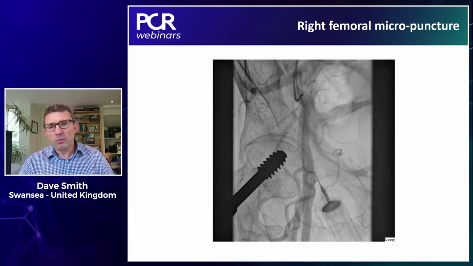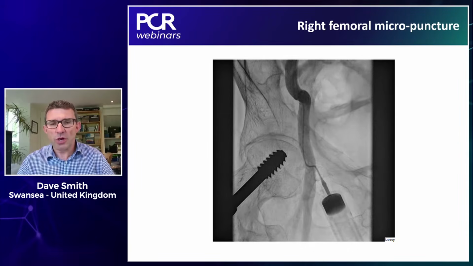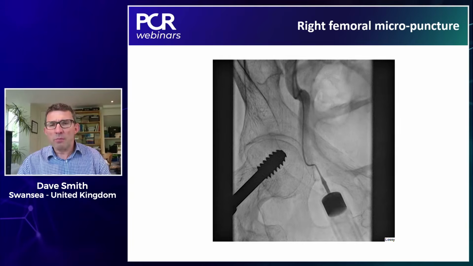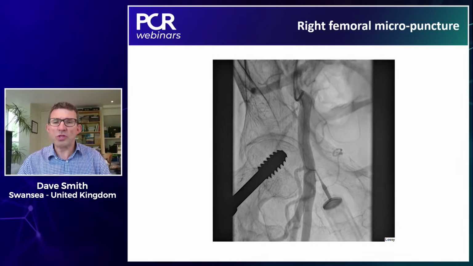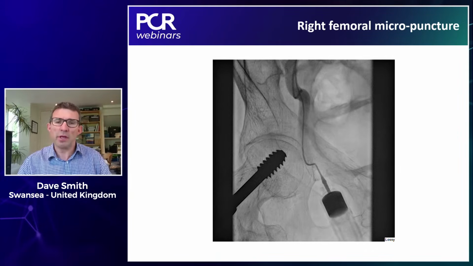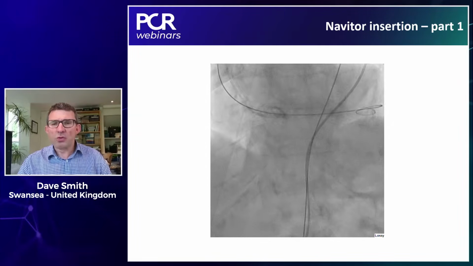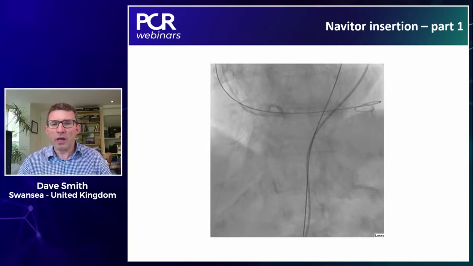So I'm going to show you the procedure in stages. This is showing this lady had a previous dynamic hip screw in her right hip. You can already see the tortuosity beginning a few centimeters proximal to the puncture point. And this is stage one. This is navigating through the iliofemoral arteries.